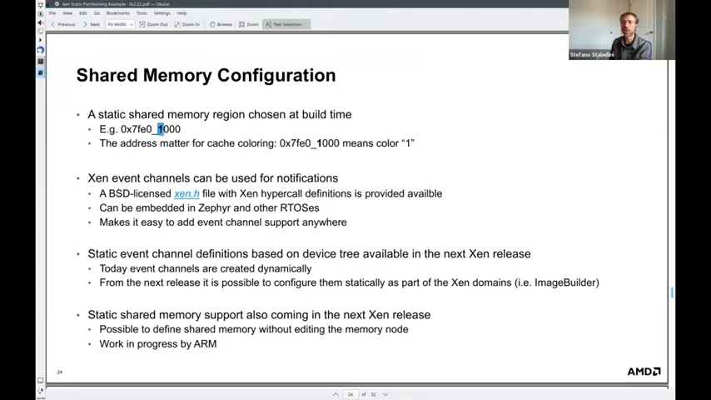So this means it's color one. And then you just use a shared memory, you map it at both VMs and you can use it. For notification, you just need to bind event channels. How to do that? There is a header file, BSD license, that you can include in any of your projects that has definitions for hypercalls and to receive event channels.